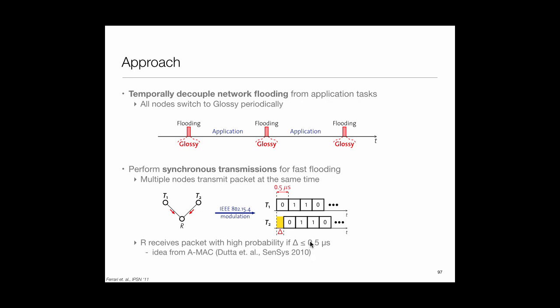So R receives the packet with a very high probability if, in the case of this particular radio running on some particular TI chip, delta is less than half a microsecond. These are radios of roughly 250 kilobit per second, and it's basically saying that delta must be less than 0.5 microseconds. Since we are talking about a relatively local area network, asymmetry is not so much because of differences in distances, it's really because of your time synchronization.